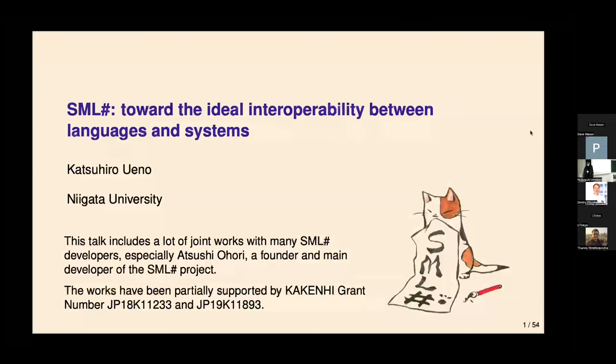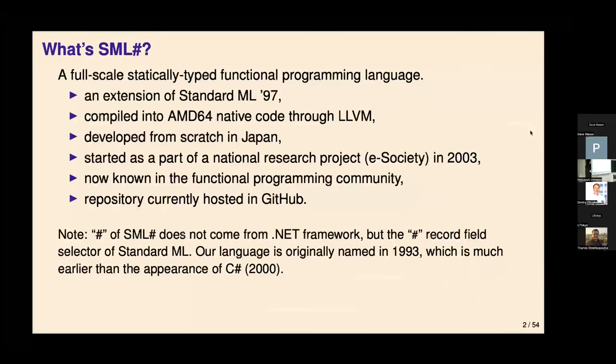SML# is a functional programming language, derived from The Definition of Standard ML, published in 1997 by Robin Milner and others. Standard ML is a kind of origin of statically typed functional programming languages with polymorphic types and type inference. SML# is an extension of it.